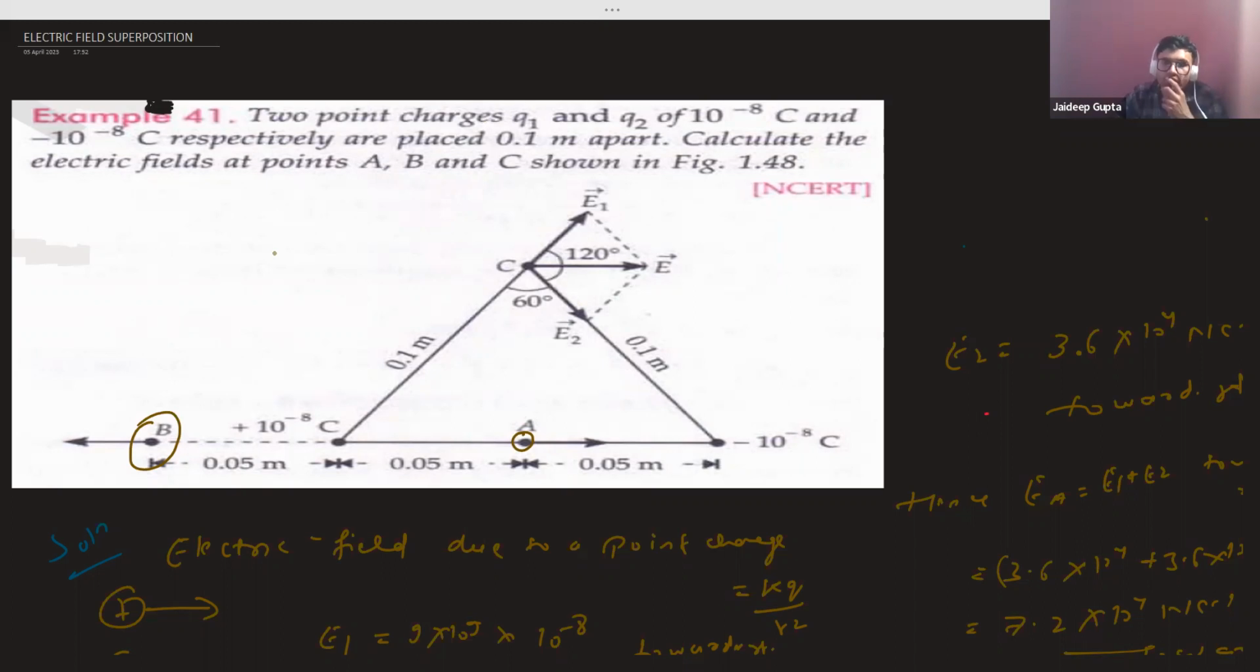Do you know how to do it? You follow the same methodology. Now we have to calculate at point B. Due to this positive charge, the direction will be towards left, and due to this negative charge towards right. First, the distance will be different. Due to the negative charge, the distance will be 0.05 plus 0.05 plus 0.05. And once you're done, please let me know. We will proceed.